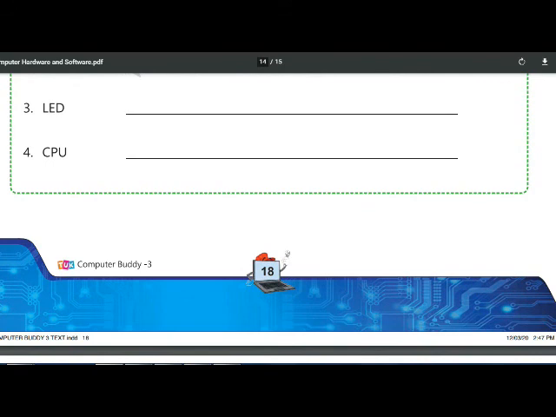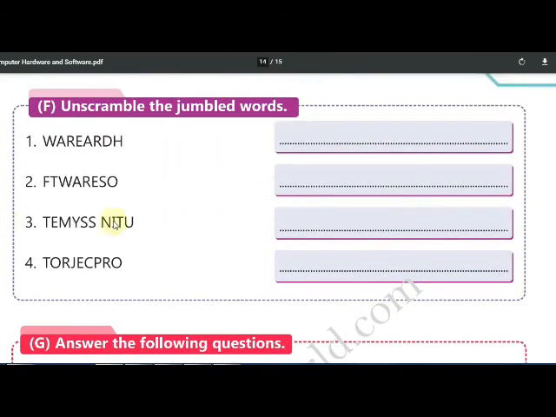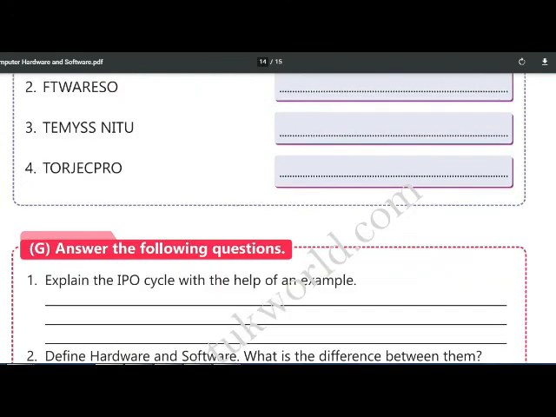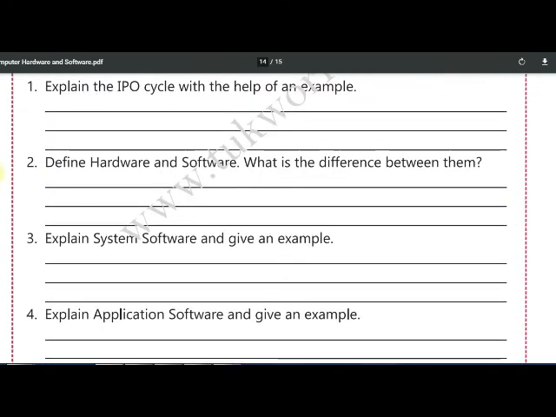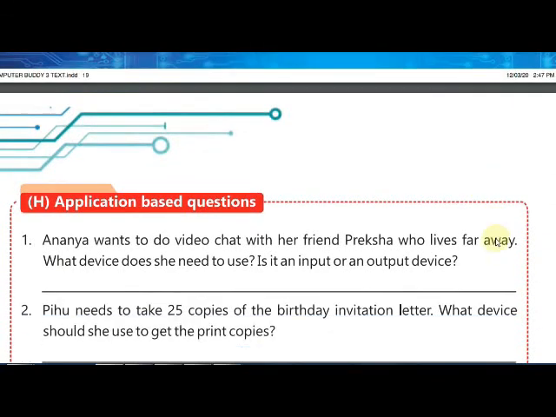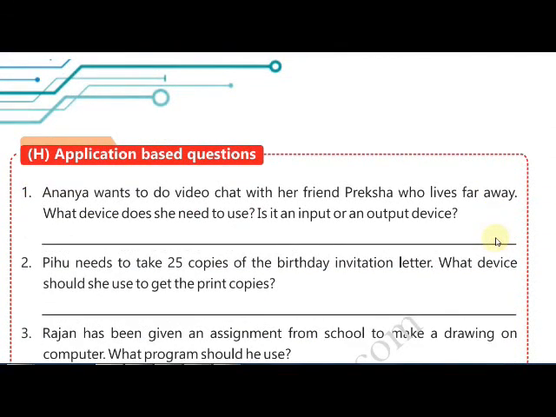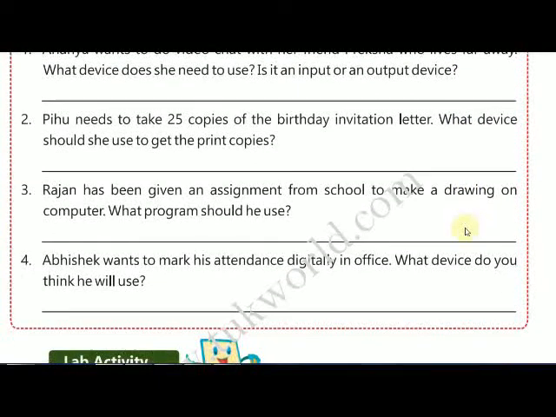Then after this, the next one is jumbled words. Unscramble the jumbled words; you have to solve it. That means you have to write a meaningful word. Then answer the following questions. After this, the next one is application based questions. That you have to solve.